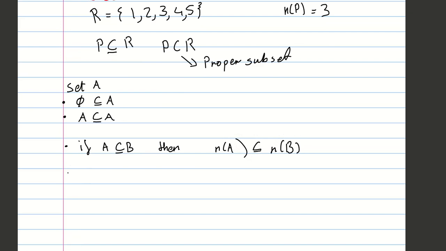And then if A is a proper subset of B, then the number of elements of A is less than the number of elements in B. It won't be less than or equal to this time because it's a proper subset.